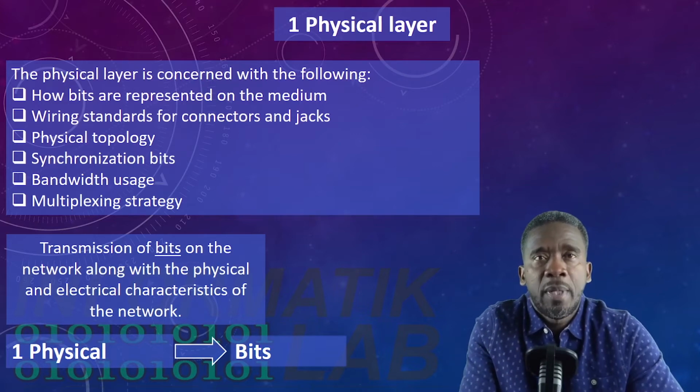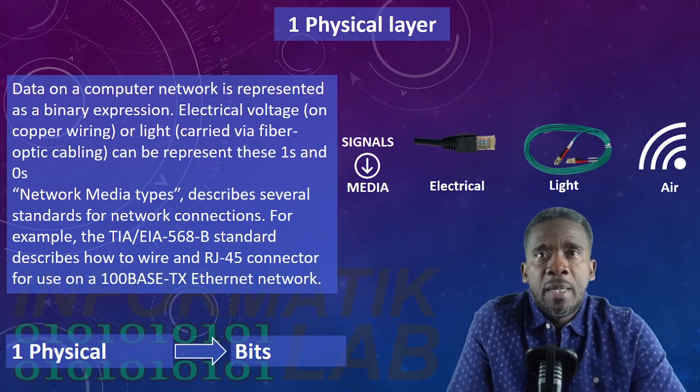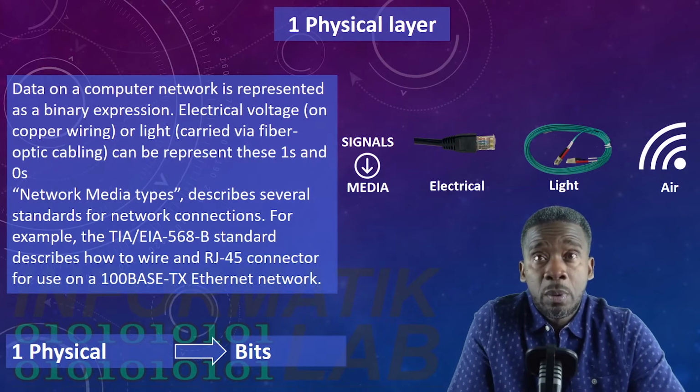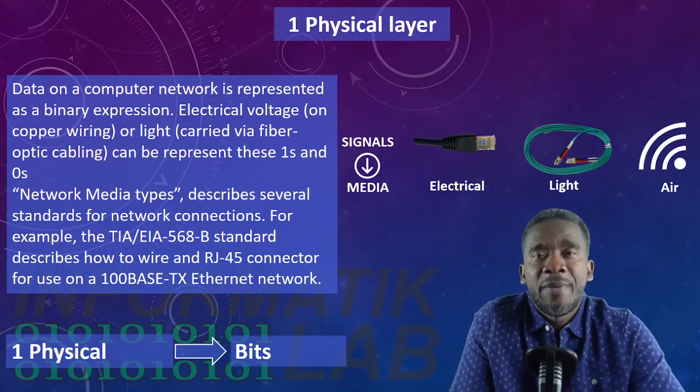As you can see on the screen, we have the signal: the copper cable, which carries an electrical signal. We have a fiber patch cable on the screen, and the media is light and also air. So when we have all of this, we are talking about the physical layer.